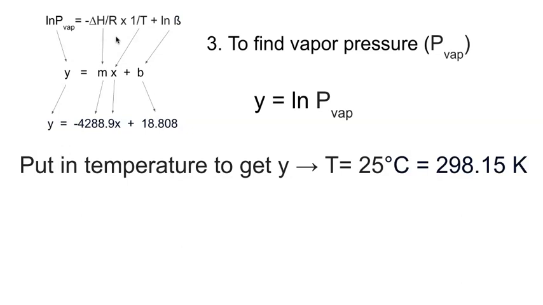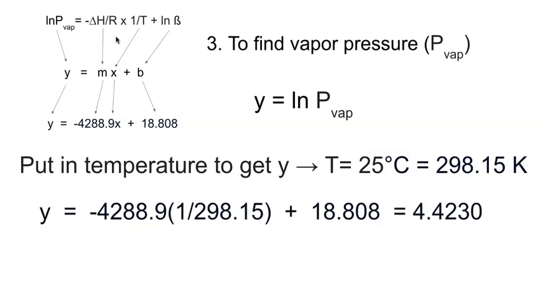So remember that our x value in our equation is 1 over T, which is temperature, and our temperature is 25 degrees Celsius. So we're just going to convert that to Kelvin, and that's 298.15 Kelvin. Then we're going to put 1 over T, or 1 over 298.15, into our equation to solve for y. And that will give us a y value of 4.4230. And then we can go ahead and set our calculated y value equal to ln of vapor pressure.